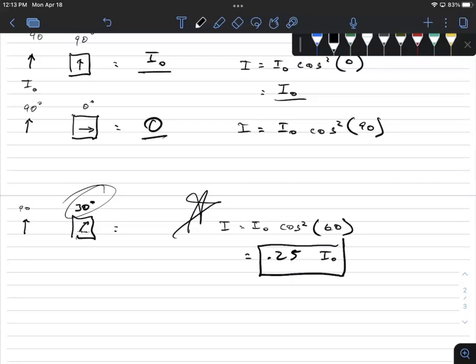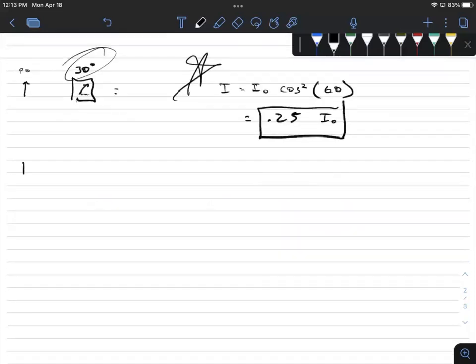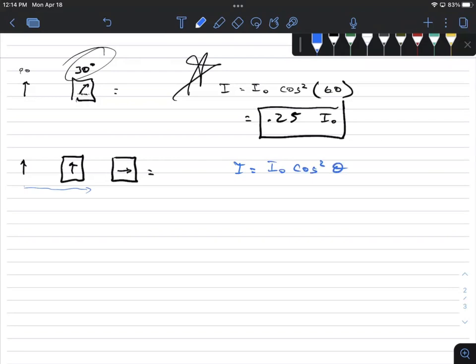So if I have 2 filters, let's say here's my example. Light is polarized up. I try to get through an upwards, and then I try to get through a horizontal. Okay. And I want to know, what do I get here? Well, the way we're going to think about it is this. First, the light has to go through the first filter. Some amount of the light is going to get through. How much? Well, the amount that gets through the first one is I naught cosine squared of theta. Let's say theta 1.